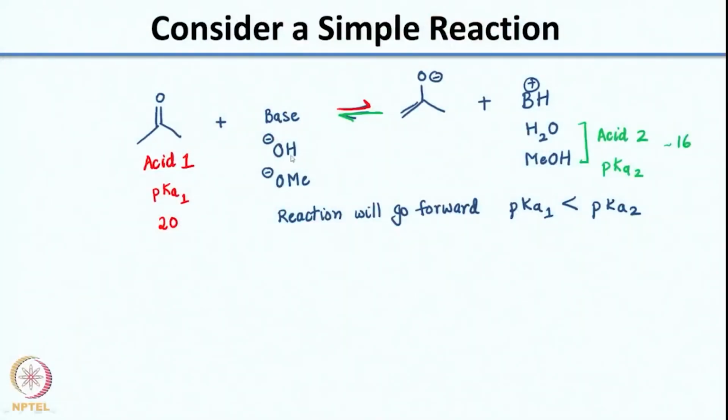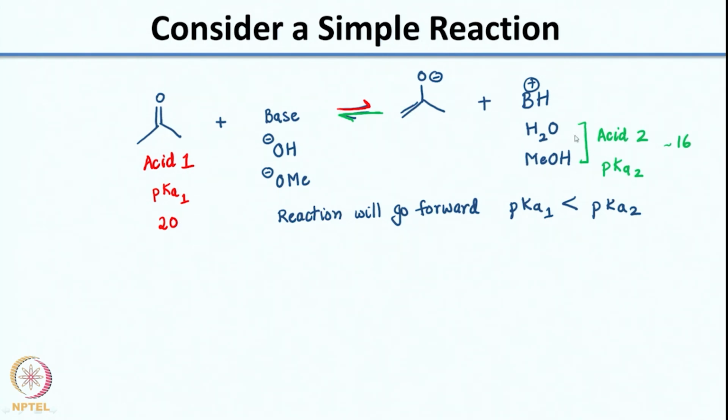We had looked at a simple transformation where you have acetone. Acetone in the presence of a base will give you an enolate, and then I had asked you to think about what would be a good base. Relative acidities, I told you, are important because you have two acids here. One is the acid which is acetone, the other is the conjugate acid of the base, which is BH plus. Both have a tendency to give proton. If acid 1 or acetone is a better acid, the reaction will go forward towards formation of enolate.